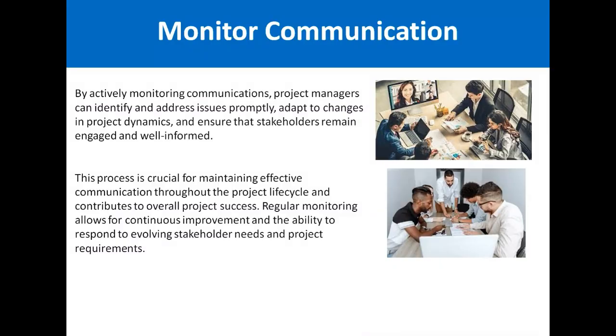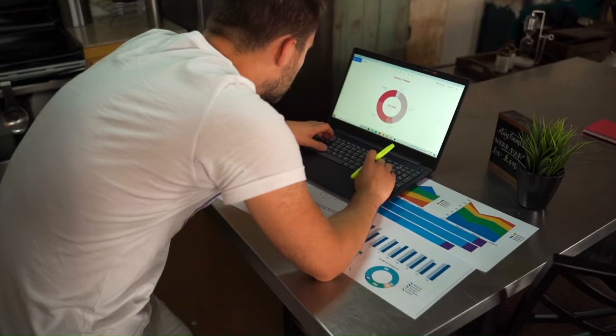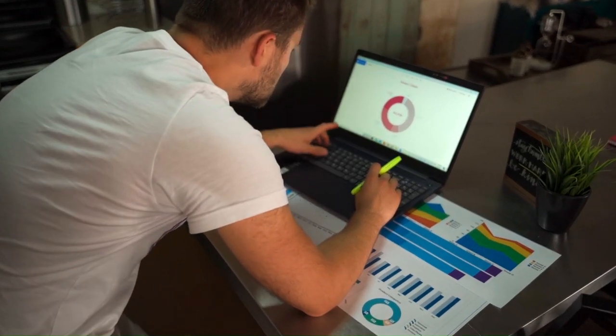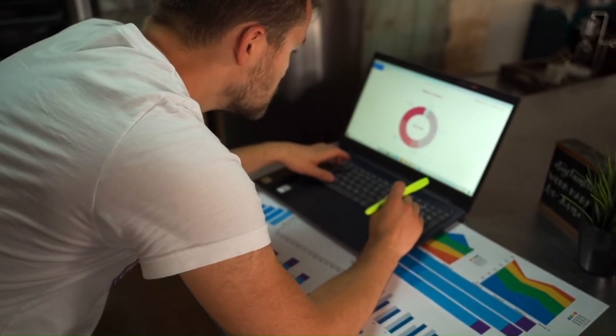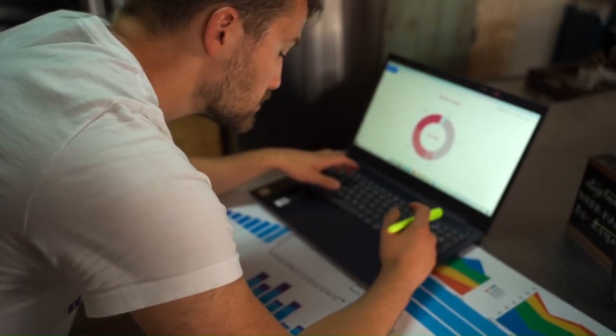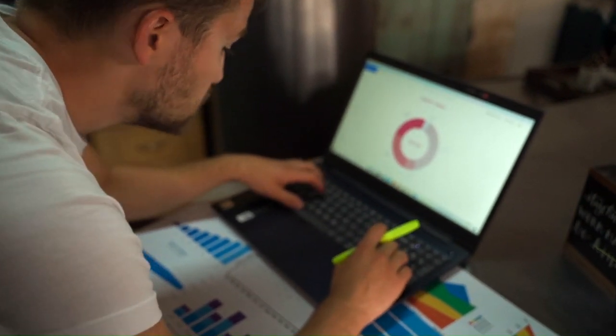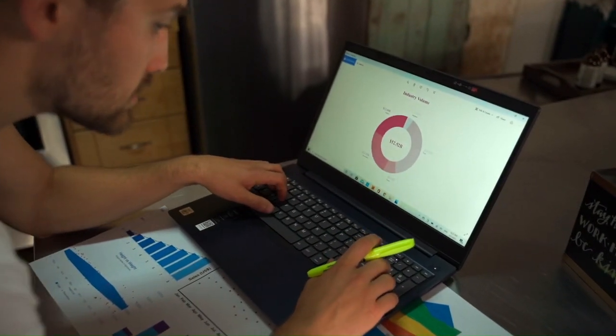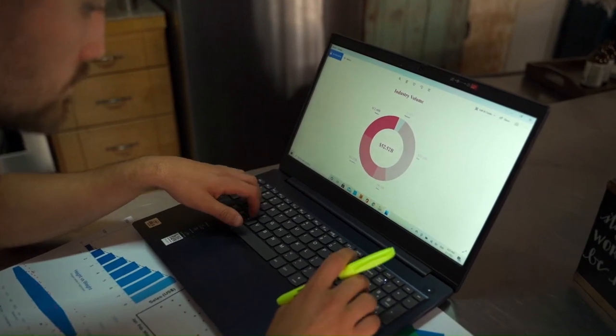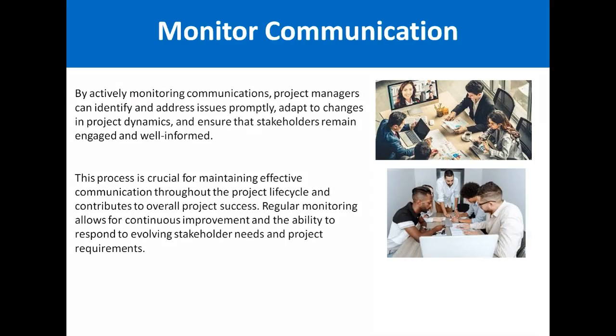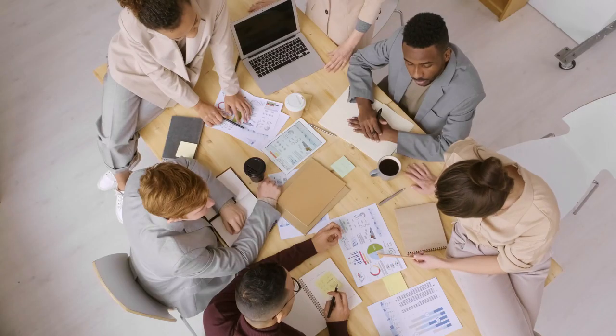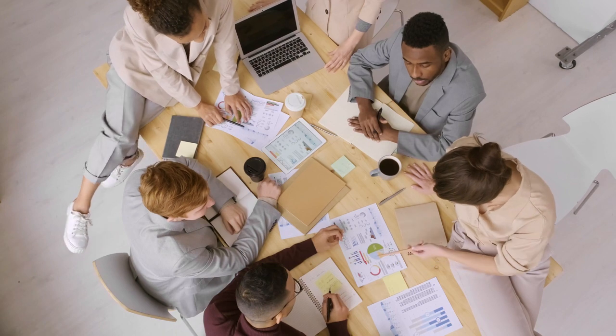So, friend, by actively monitoring project communication, project managers can identify and address issues promptly, adapt to changes in project dynamics, and ensure that stakeholders remain engaged and well informed. This process is crucial for maintaining effective communication throughout the project lifecycle and contributes to overall project success. Regular monitoring allows for continuous improvement and the ability to respond to evolving stakeholder needs and project requirements.